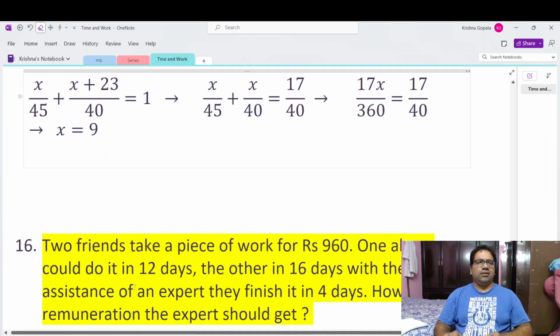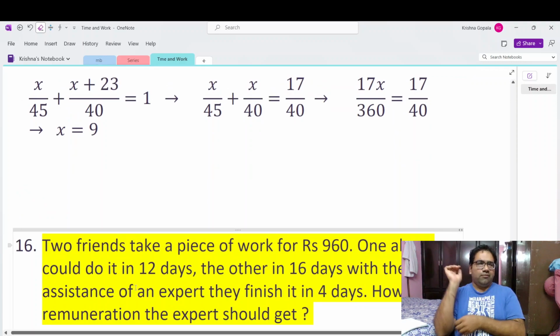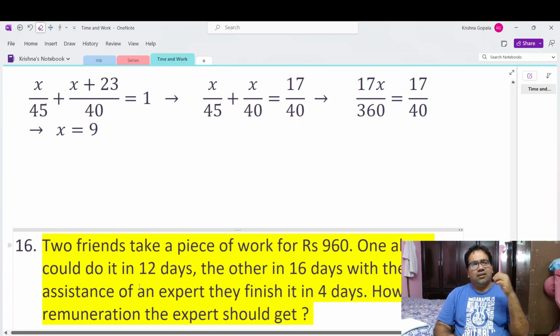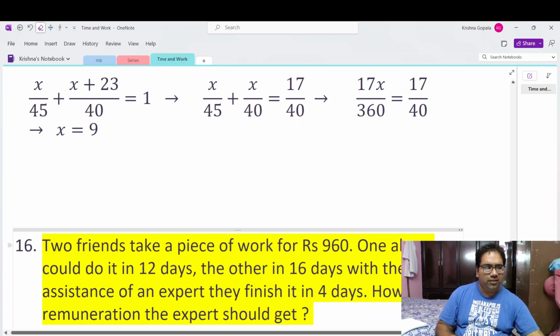Two friends take a piece of work for rupees 960. One alone could do it in 12 days. The other person could do it in 16 days. They took the assistance of an expert and all three people together finished this overall work in 4 days. So, what should be the share of these three people in this 960?